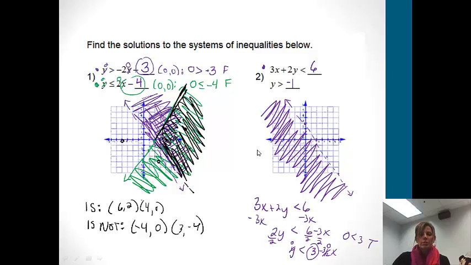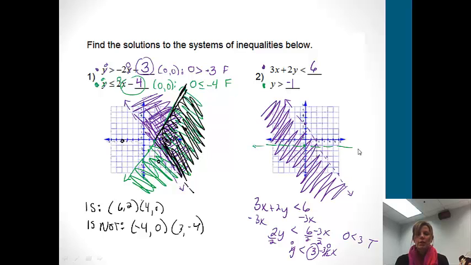Okay, and then it is time to switch color. Back to my green. On this one, it's a y equals line, and I know the y-axis goes vertically, so a y equals line goes horizontally. So I'm going to go down to -1, and I'm going to draw a line straight across. Once again, there's no equal sign, so it needs to be dotted.